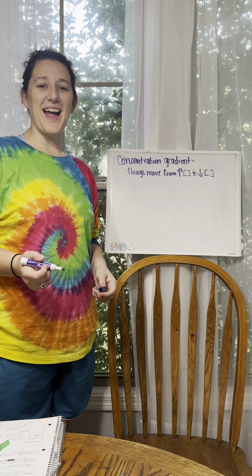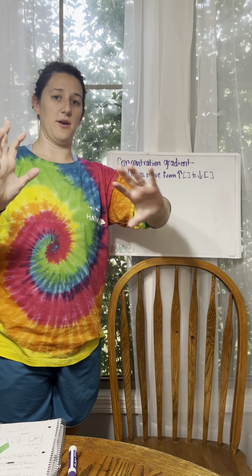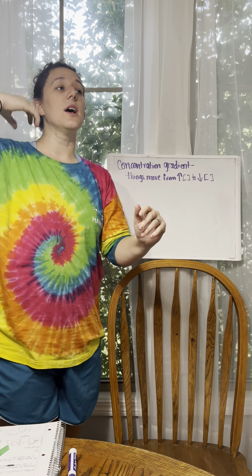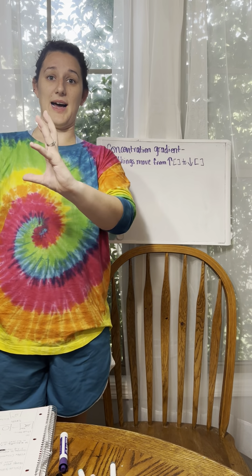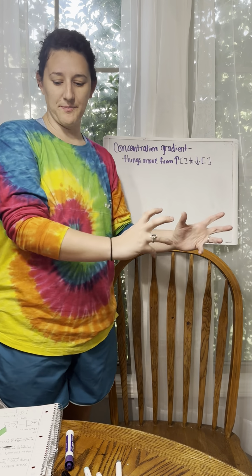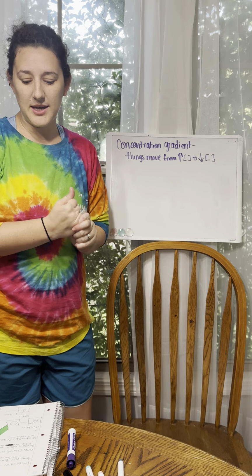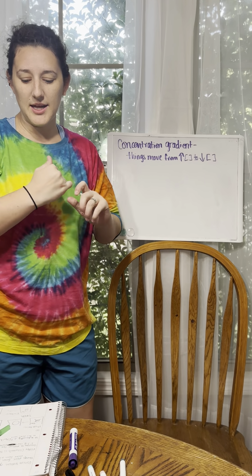So, things move from an area of high concentration to low concentration with no help. It just does it. So think of like a crowded room. You're going to want to get out of the crowded room and go to the less crowded room. You're going to move yourself from the high volume to the low volume. So water does the same thing. So it flows from an area of high concentration of water to low concentration of water.